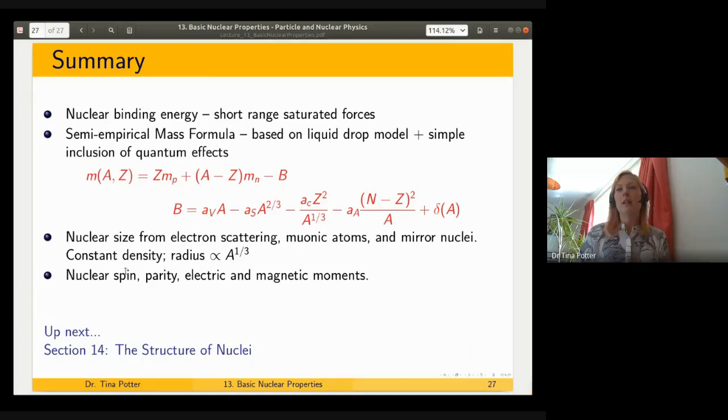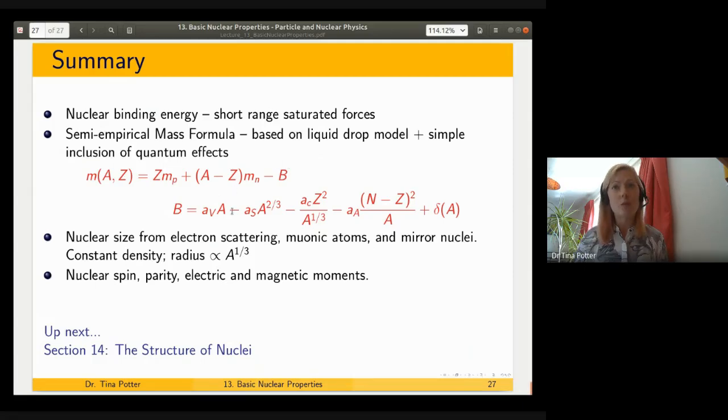So finally, let's just summarize what we've discussed here. We know that the strong nuclear force is short range and it's saturated, and we can model this very nicely with the liquid drop model, plus some simple effects coming from the Fermi gas, to bring us to the semi-empirical mass formula that gives us the intrinsic masses of our protons and neutrons and the binding energy that tells us about the strong force, how the protons and neutrons are bound together. Please do become familiar with this. It's a very important equation.